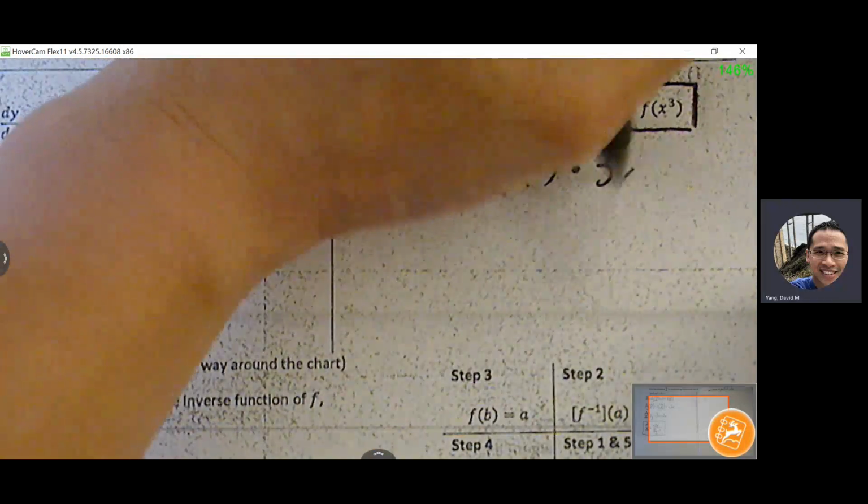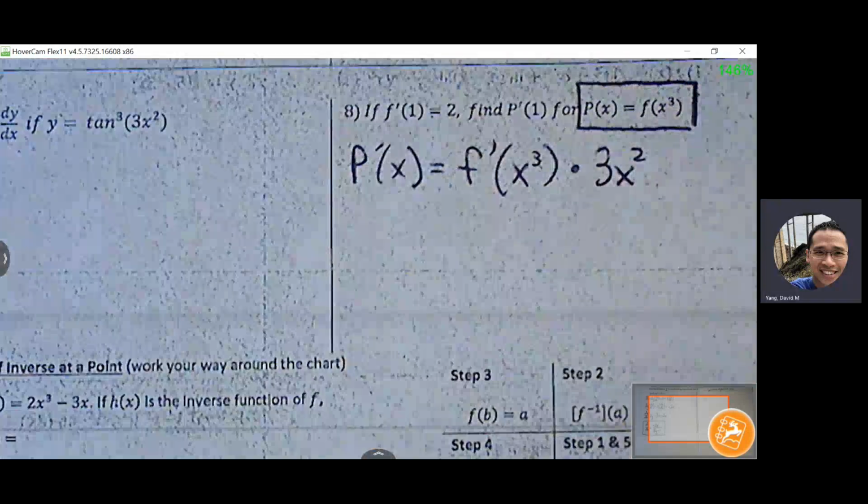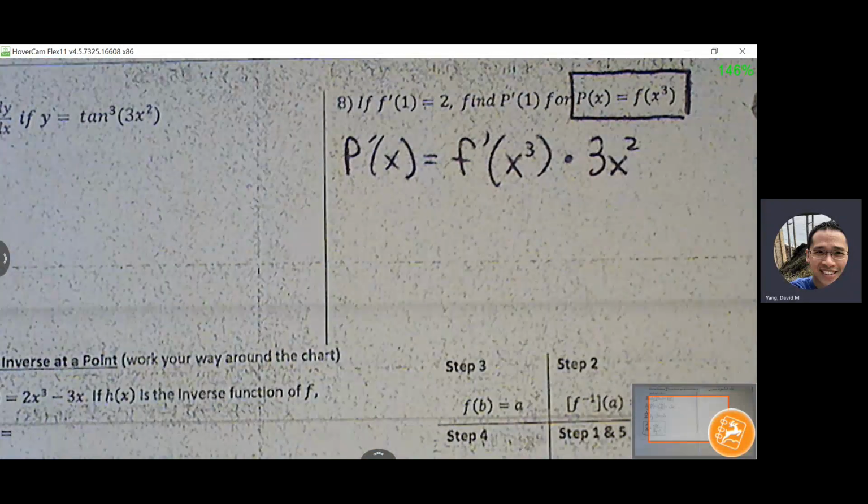So really, you're applying chain rule. That's the hard part. After this, you're just putting information in for x and trying to resolve as far as you can go based off of the information provided to you.